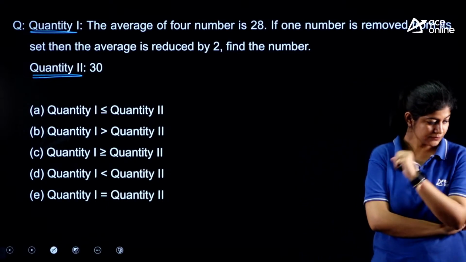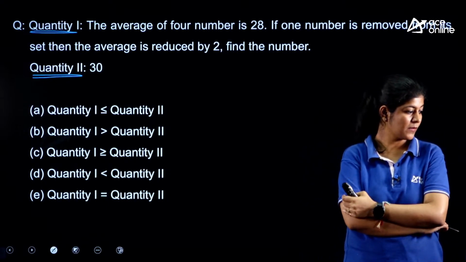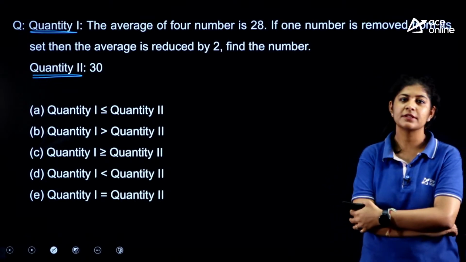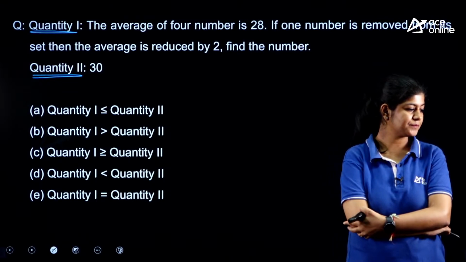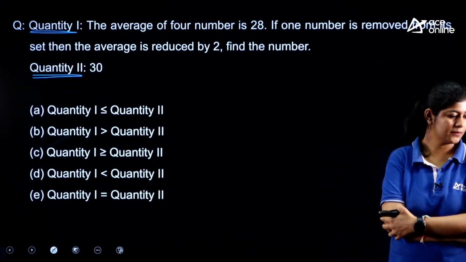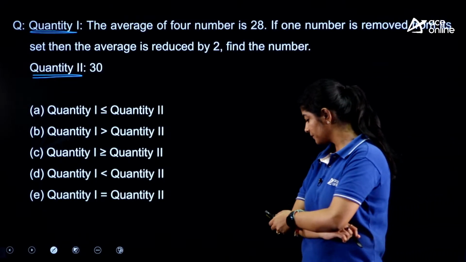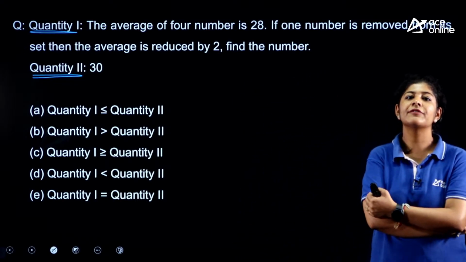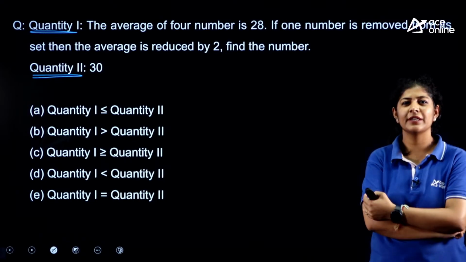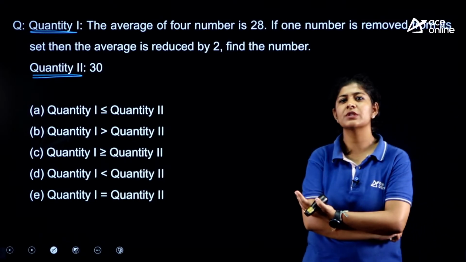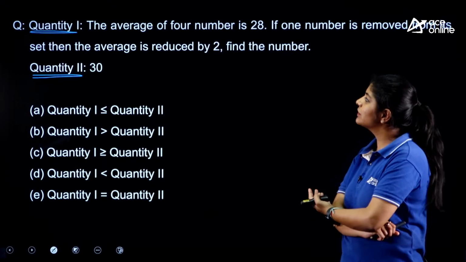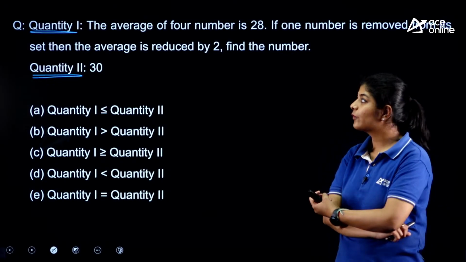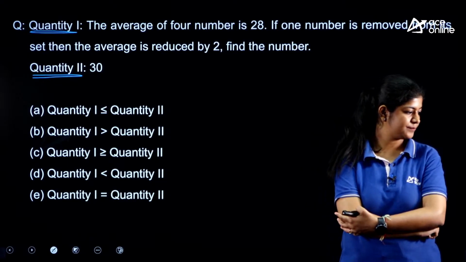It's a very simple one. First, what I have to do, I have to calculate my quantity number 1 as quantity number 2 is clearly mentioned. So, just simply apply the concept of average and you will get to know the quantity of 1.